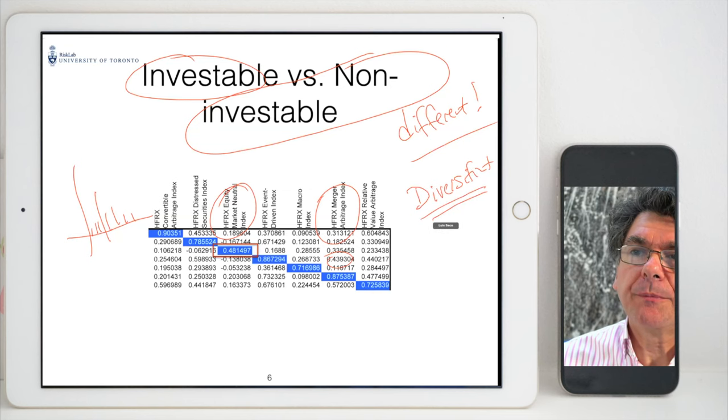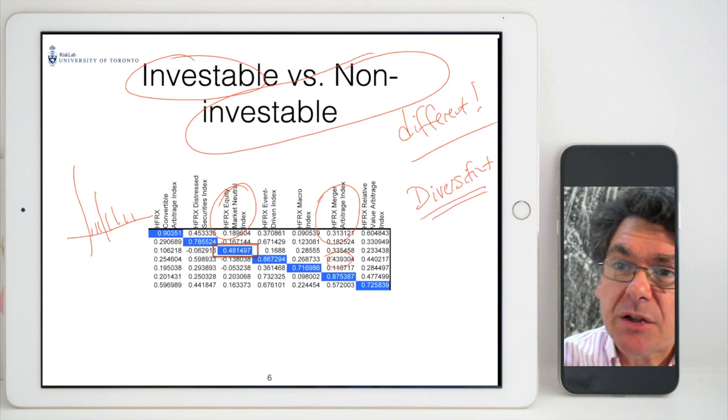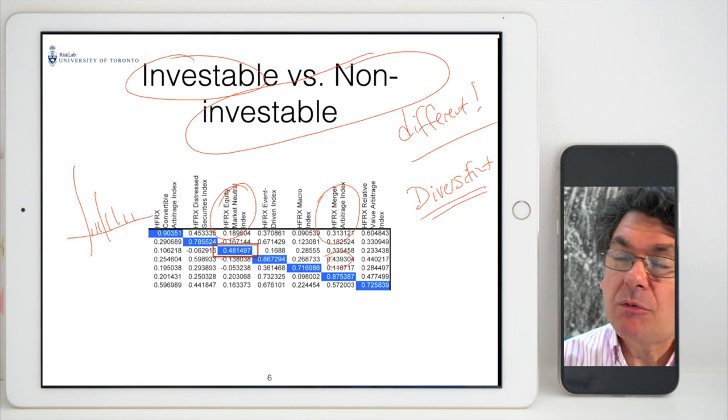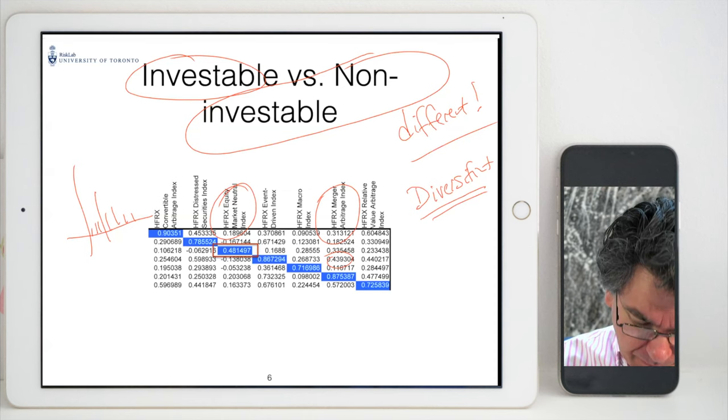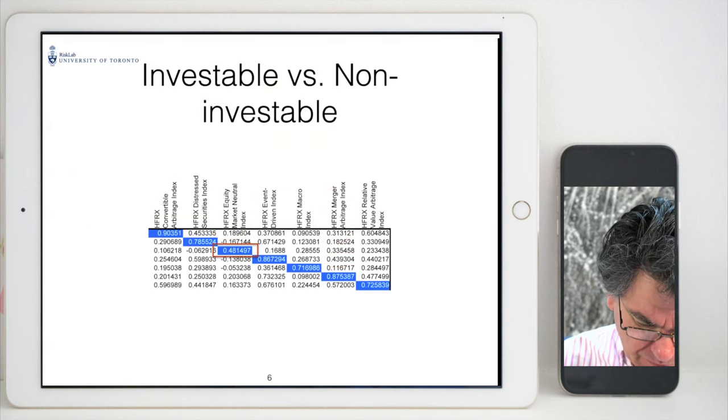Okay? So this means that very likely we can create investment products with these styles of very low volatility. That's what this means. Okay?